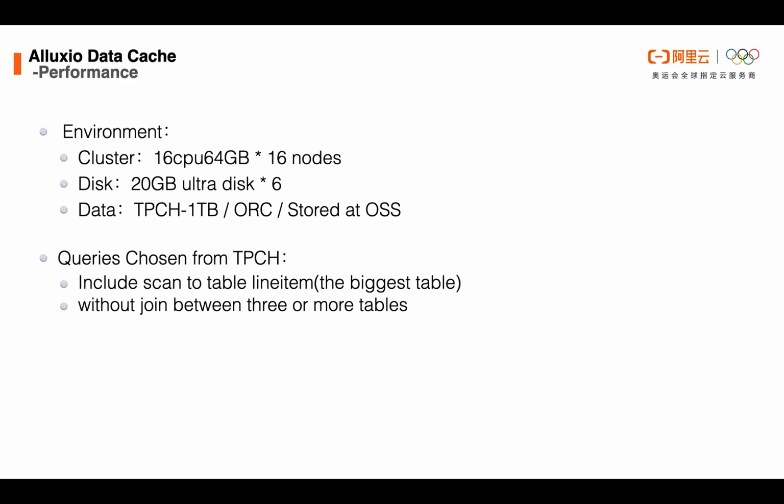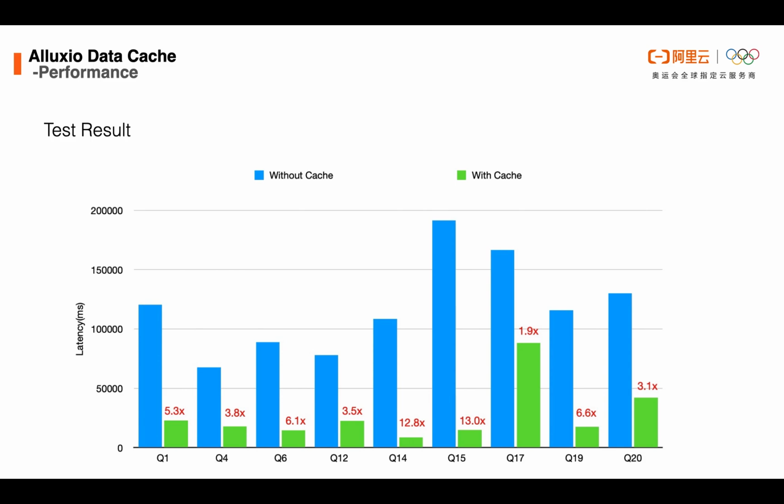We tested the performance using TPCH. The files are stored at OSS, and we chose some queries with higher throughput from TPCH. And the test results show that we have improved the performance by several times, especially for Q14 and Q15. We have more than 10 times improvement.